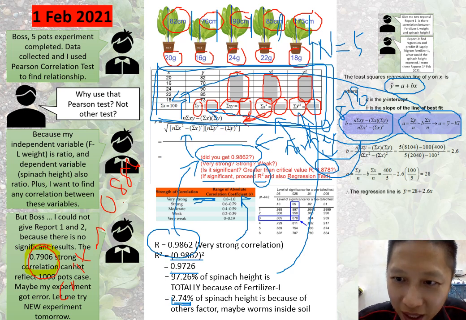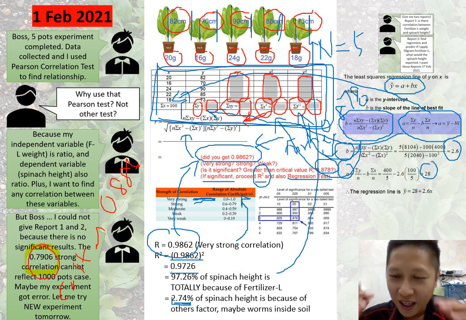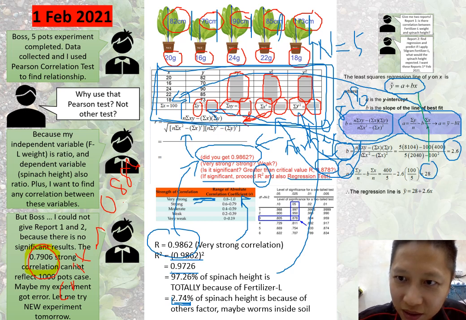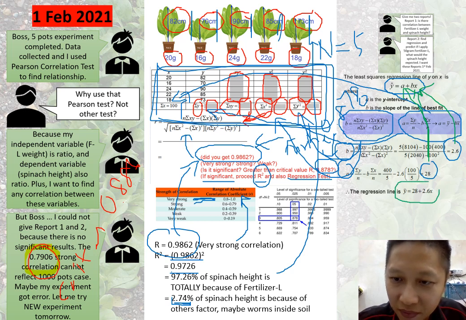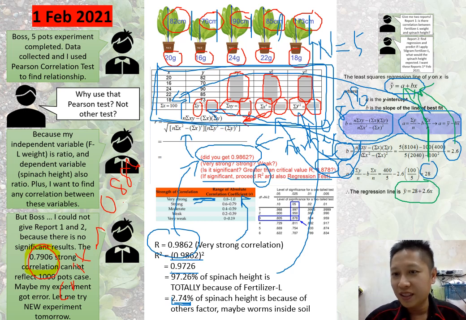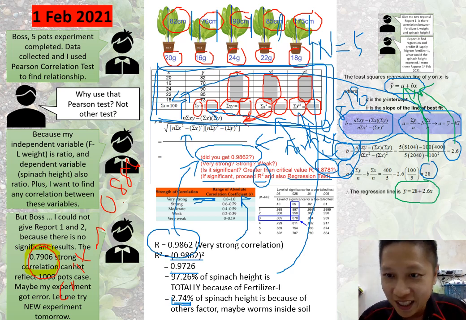So we already know our B is 2.6 and our A is 28. Now we're going to put A and B into the general formula here. You put inside A and you put inside B. So we have the least square regression line here, equals 28 plus 2.6x. What's the use of this regression line? It can be used to predict, when the boss wants 50 grams, what will be the new height of the spinach.